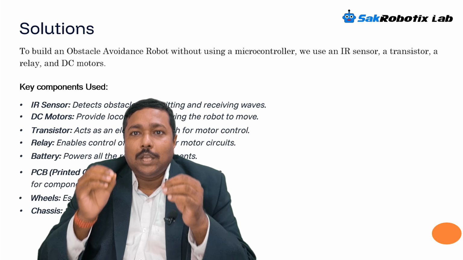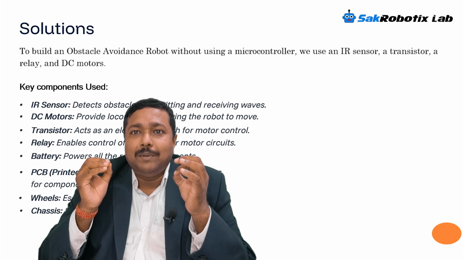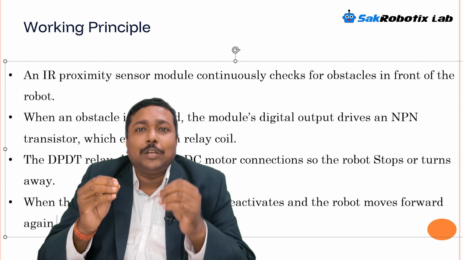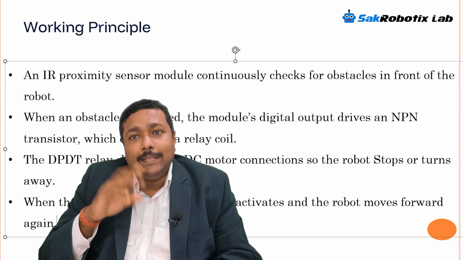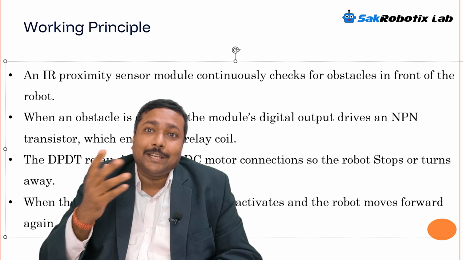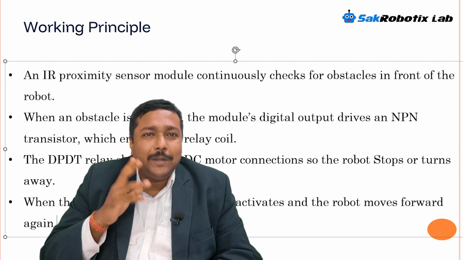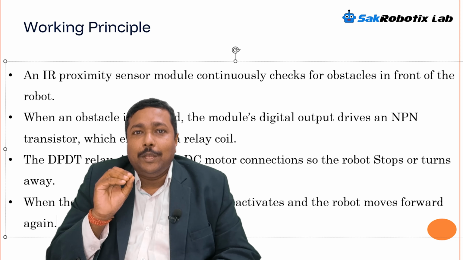Now, when we are talking about these, we are just simply saying one thing. We are using an IR sensor, and these sensors are going to detect obstacles. But in other cases, we can use an ultrasonic sensor. We can use a camera. We can use various different types of high-end sensors also. Now we are using an IR sensor.